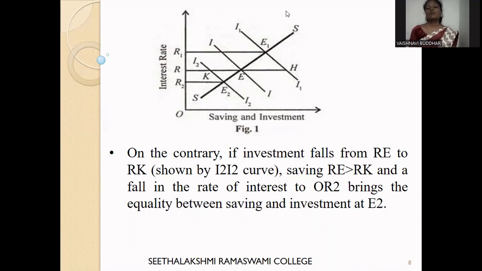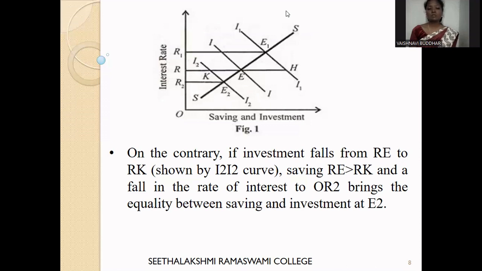So now the condition has changed from the equilibrium level, because there is inequality between saving and investment. If investment falls, then what happens? The I2 curve shows it: if investment falls, the backward shifting of the investment curve shows that condition, with the interest rate at OR2, because investment is very low.